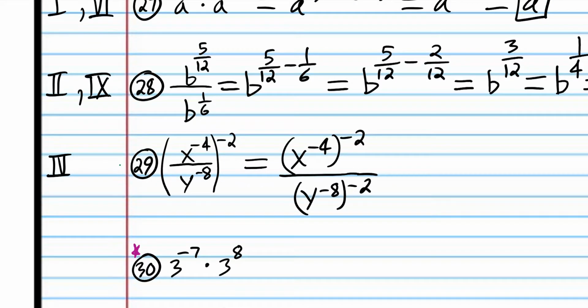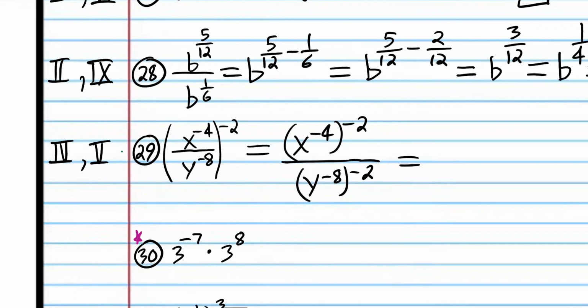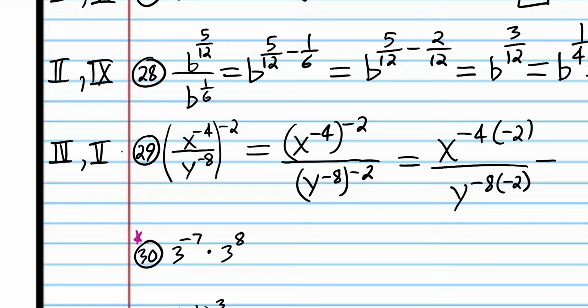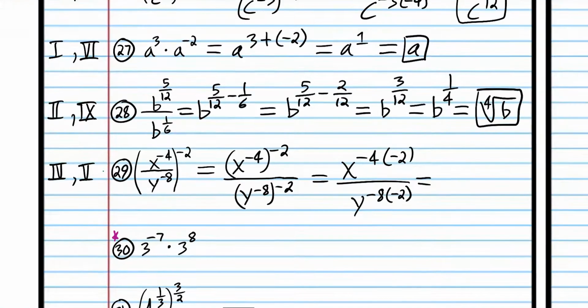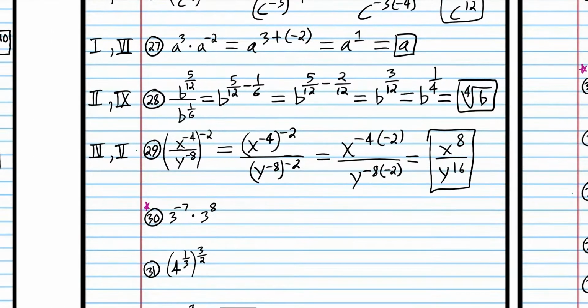Okay, so now we're raising powers to other powers. That's going to be rule number 5. So we have x to the negative 4 times negative 2 over y to the negative 8 times negative 2. And multiplying those, we get x to the 8th power over y to the 16th power. So if you got that answer, good job.